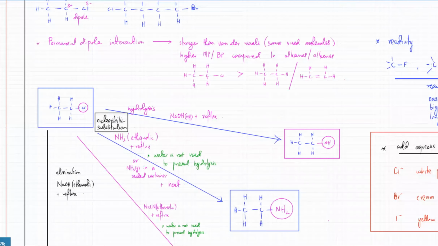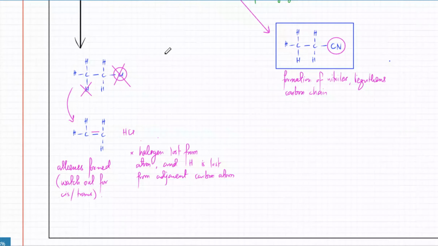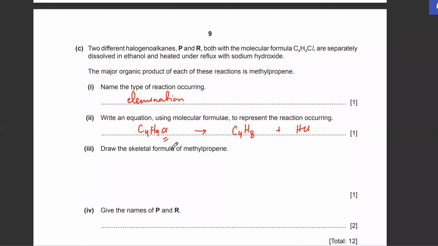An HCl molecule gets produced when you have elimination. On one carbon the Cl is removed and the neighboring carbon there's an H that is removed. The molecule में H और Cl कम हो जाता है. So we've written down the equation as well and draw the skeletal formula of methyl propene.